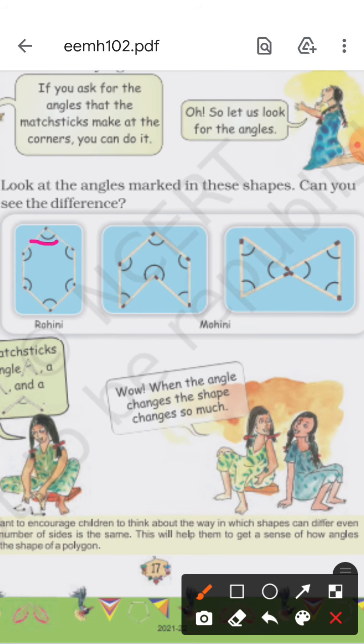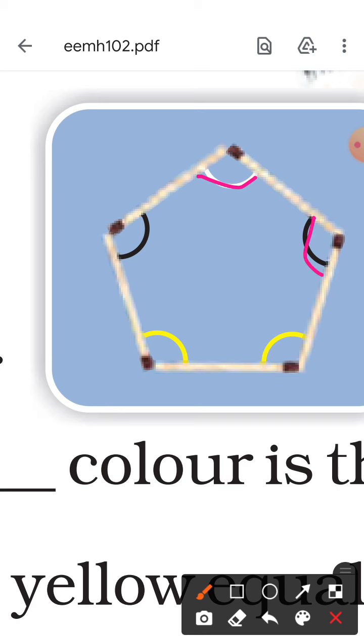Now, practice time. Look at this figure. You can see this figure very well. The angle marked in color is the biggest angle. If we zoom this page, we can see that the different angles are marked by different colors. The angle marked in black here and here is the biggest angle in this figure.